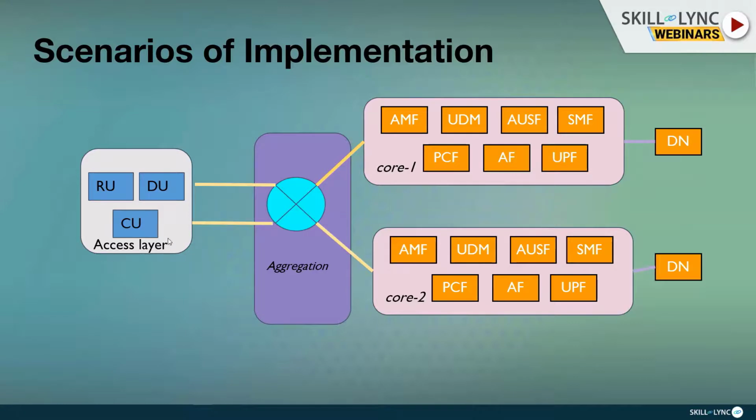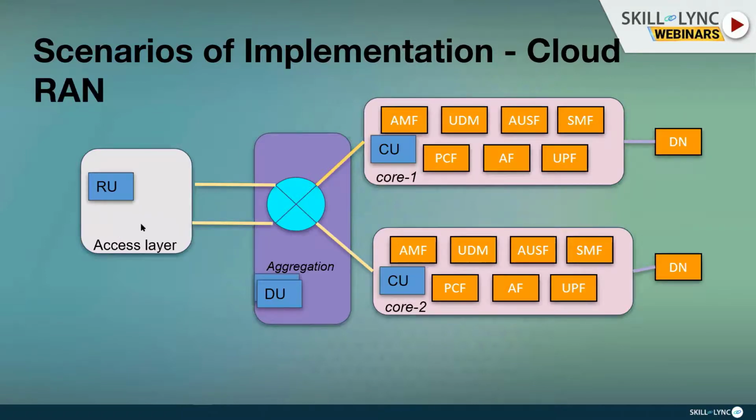In the access layer, we have the following functionality: radio unit, digital unit, and control unit. So first is Cloud RAN. What will happen? We can put the control unit just near the core. This is possible and highly useful. And we can have a digital unit at the aggregation layer, and only the radio unit near the antennas. So this is an example implementation of Cloud RAN.